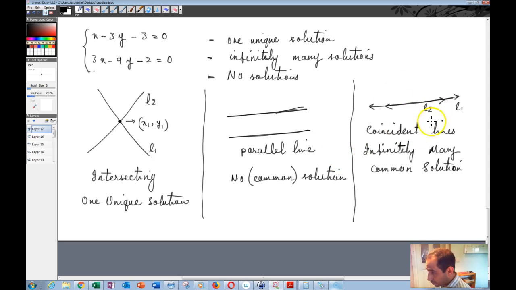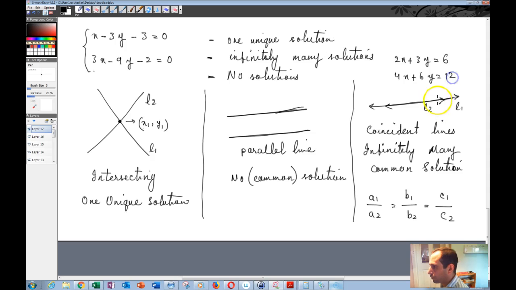And in this case, what happens is that A1 to A2 is the same thing as B1 to B2 is the same thing as C1 to C2, meaning that the two lines are practically the same lines. The only difference is that, for example, you have two lines like 2x plus 3y is equal to 6, and then you have another line. Let's say that I multiply this whole thing by 2, so that's 4x plus 6y is equal to 12. So 2 times 2x is 4x, 2 times 3y is 6y, 2 times 6 is 12.